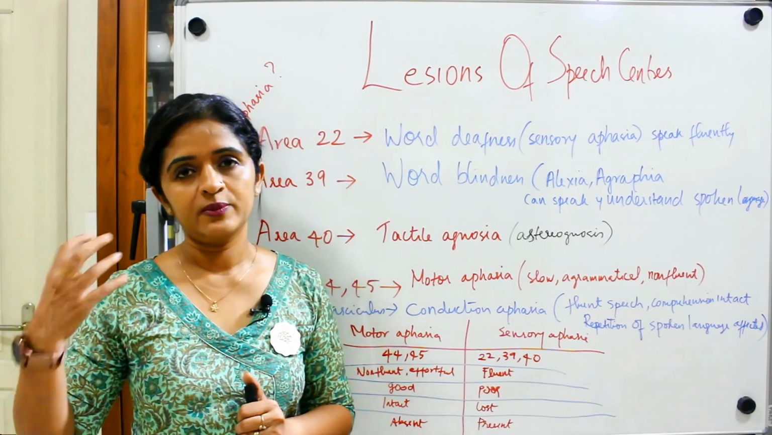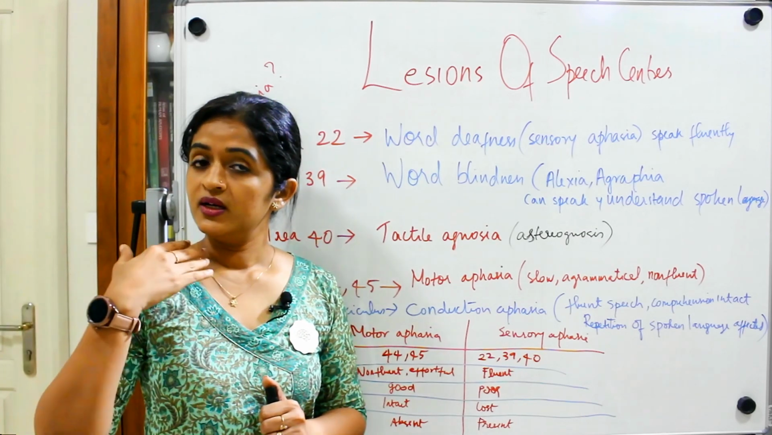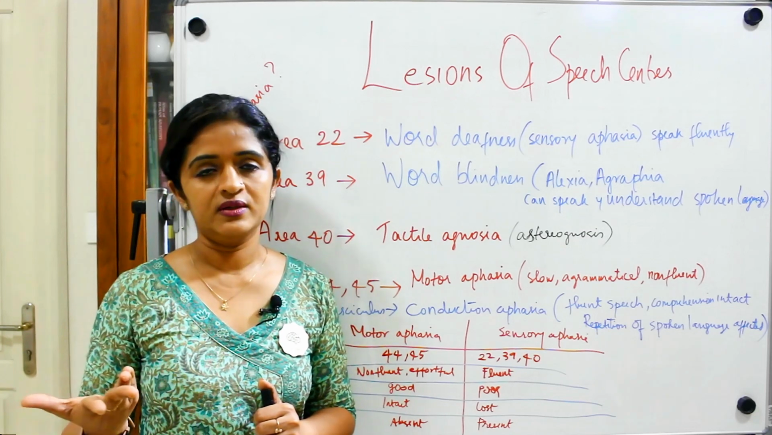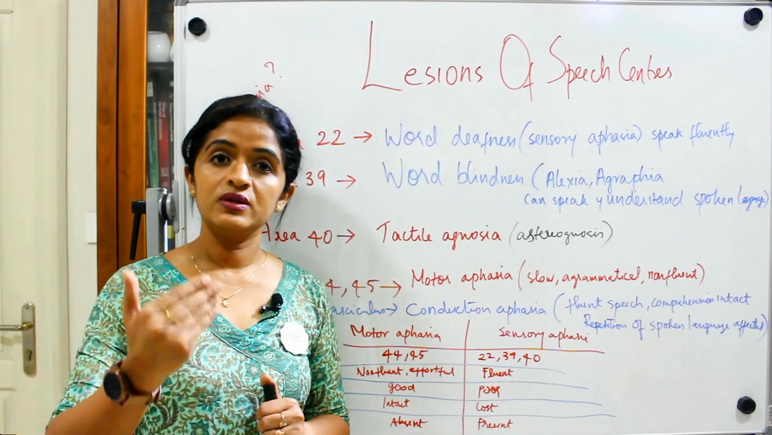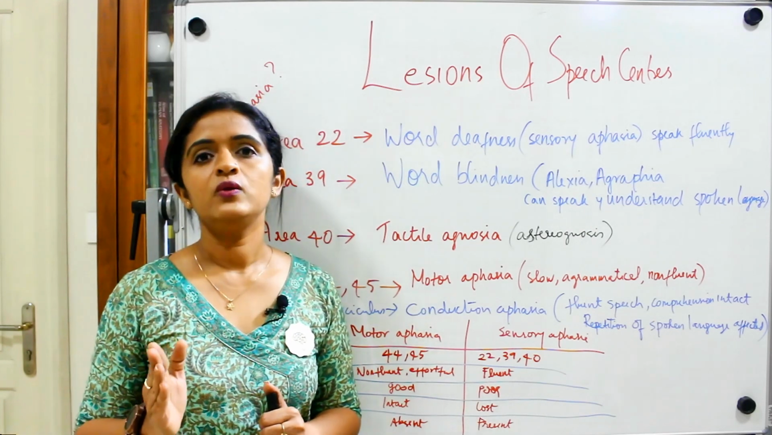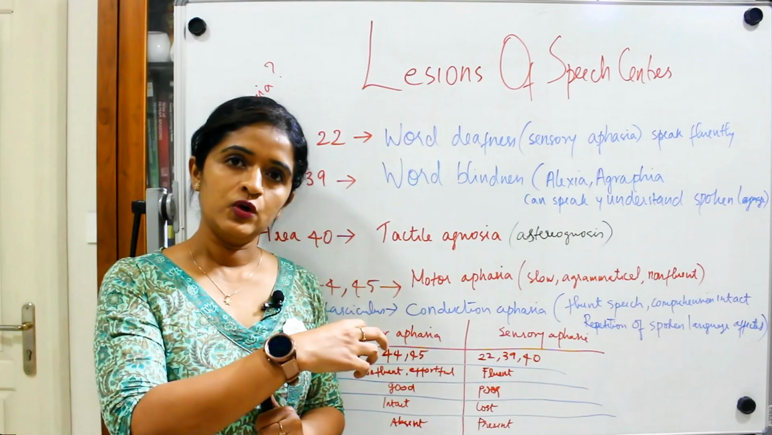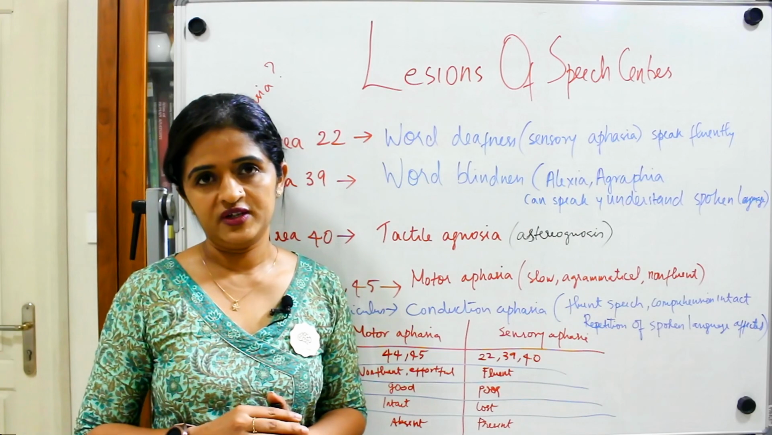So that person will be able to interpret everything. That person will be able to talk everything. The speech will be fluent, but the only issue is if you ask that person to repeat after you, that will be affected, because that information from the sensory to the motor should be conveyed with the help of the arcuate fasciculus, and that will be affected.